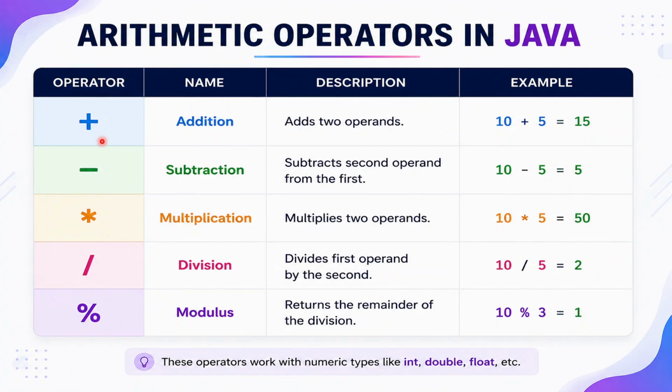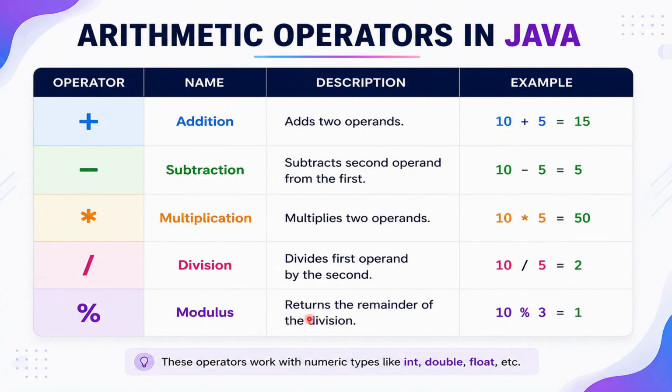As you can see here, we have the operator plus, whose name is addition, and whose description is that it adds two operands. The example is 10 plus 5 is equal to 15. Similarly, there are different types of operators, like subtraction, which is used to perform subtraction between two numbers. As you can see in this example, 10 minus 5 is 5. Next, we have the multiplication operator, which multiplies two operands. As you can see here, 10 into 5 is 50. Next, we have the division operator, which divides the first operand by the second. So 10 divided by 5 is 2.